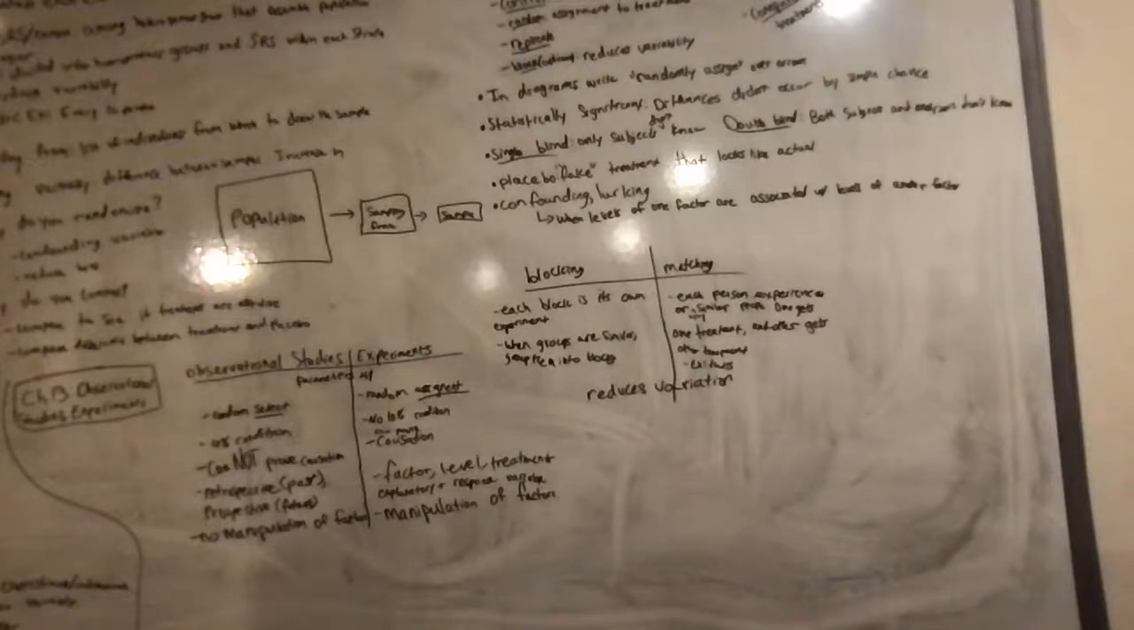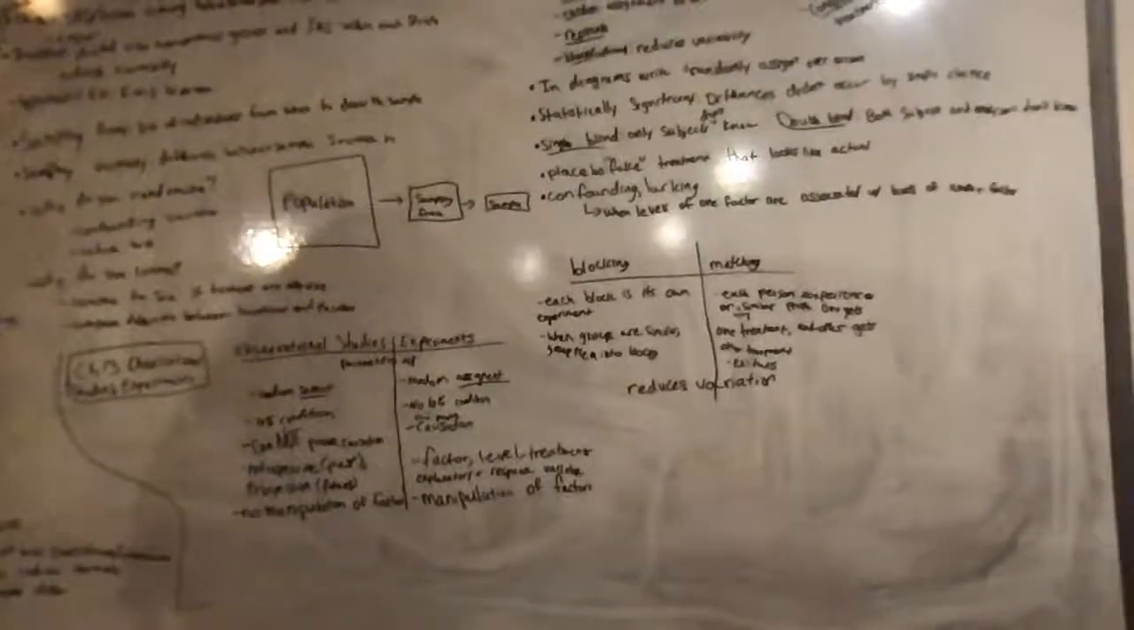And then matching is when each person experiences the same treatments or very similar people get the treatments. For example, if you're checking which deodorant is better on the same person, maybe one armpit gets one brand and the other armpit gets the other brand. Or you can use twins, for example, since they're very similar. Or people who are just very similar, you can do matching. And the benefit of matching and blocking is to reduce variation.